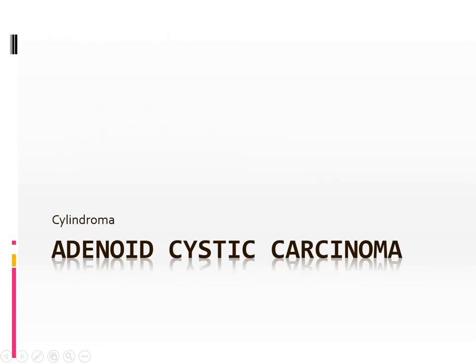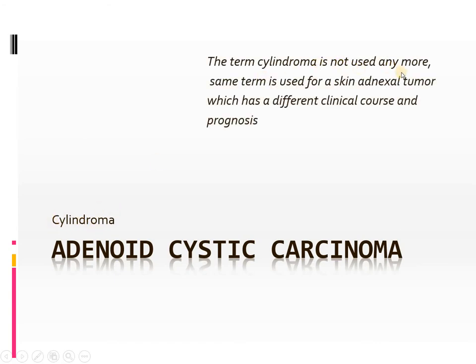The next malignant salivary gland tumor is adenoid cystic carcinoma. Earlier, it used to be called cylindroma, but the term cylindroma is not used anymore. The cylindroma term was used for a skin appendage tumor which has a very similar histological presentation to adenoid cystic carcinoma, but it is a totally different clinical entity with a different kind of prognosis. So now the term cylindroma is not used. We use the term adenoid cystic carcinoma.